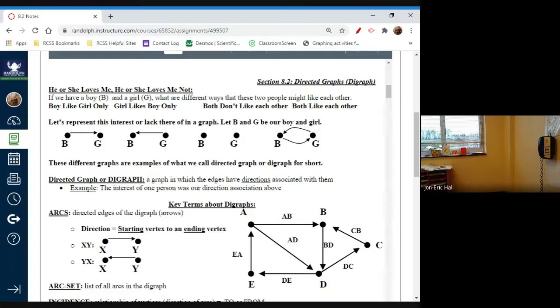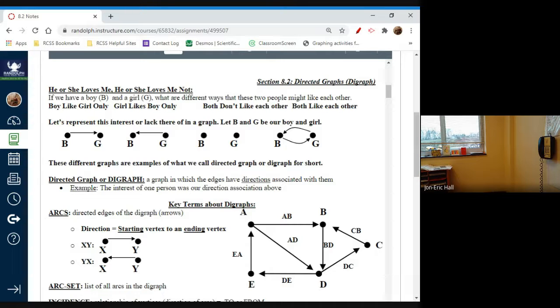So these different graphs are examples of what we call a directed graph or a digraph. Why is it called a digraph? Because it's direct. Because you're seeing a direction and that line represents something, some idea here in the digraph, right? So a directed graph or a digraph is a graph in which the edges have directions associated with them. For example, the interest of one person was our direction association here in this problem, right?